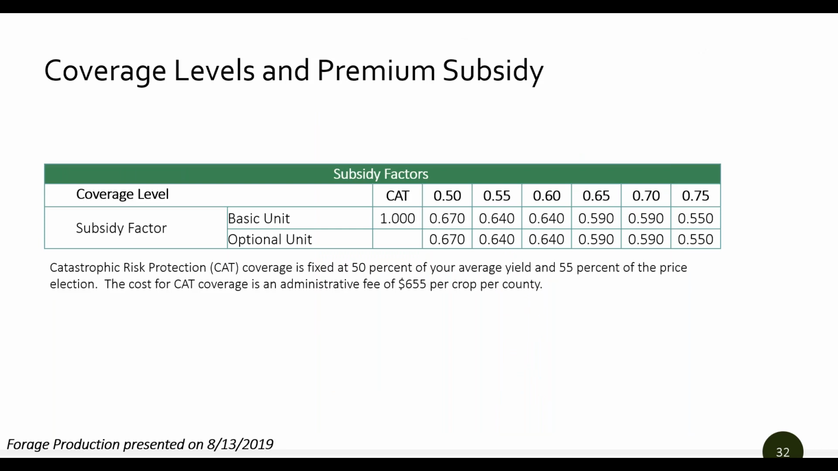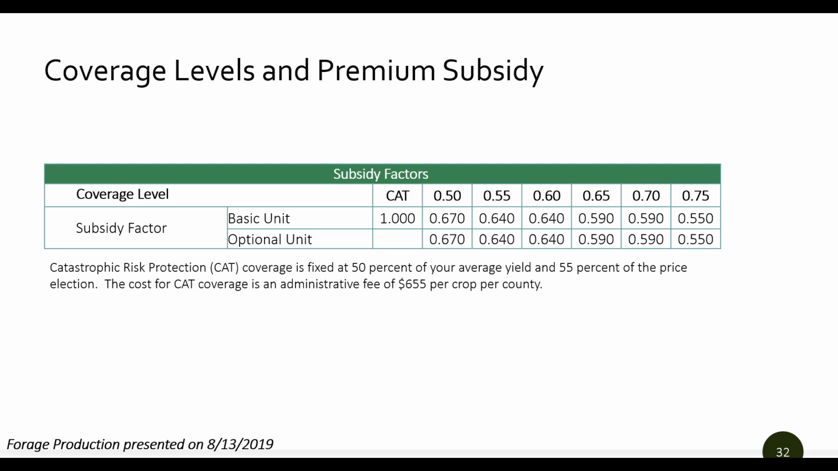Coverage levels and premium subsidies. These are the available coverage levels for forage production. Catastrophic risk production on up to 75%. The subsidy levels there you can see is that for basic and optional units, it's the same all the way across, from 67% on down to 55% for the 75% coverage level. Cat protection coverage is fixed at 50% of your average yield and 55% of the price election.